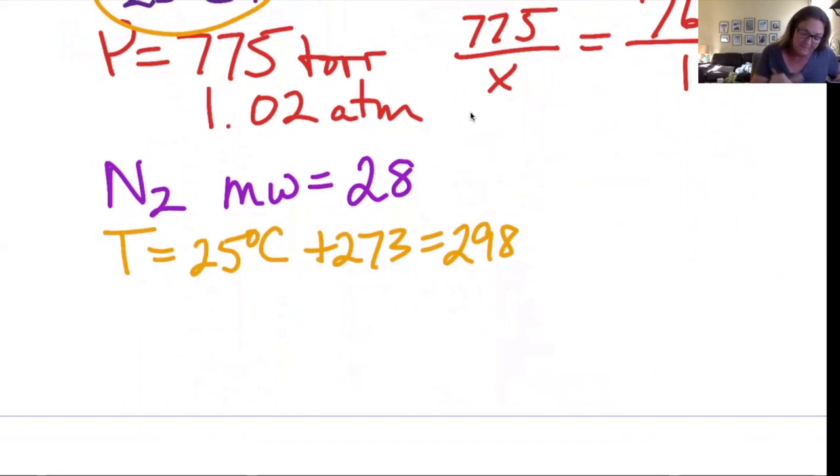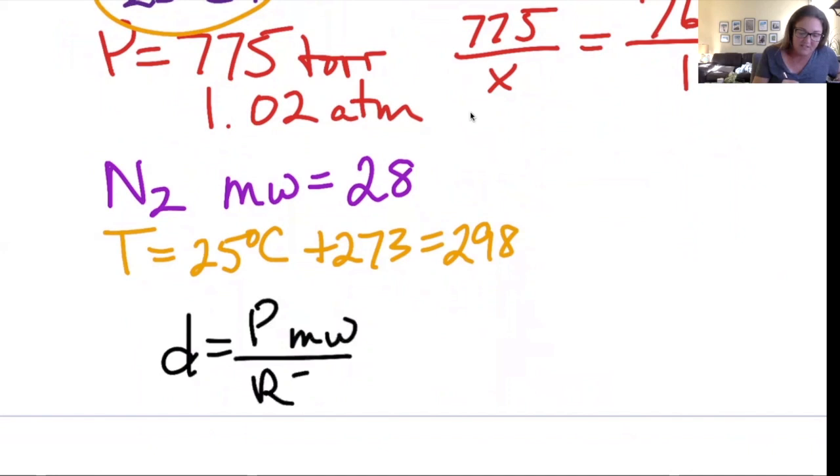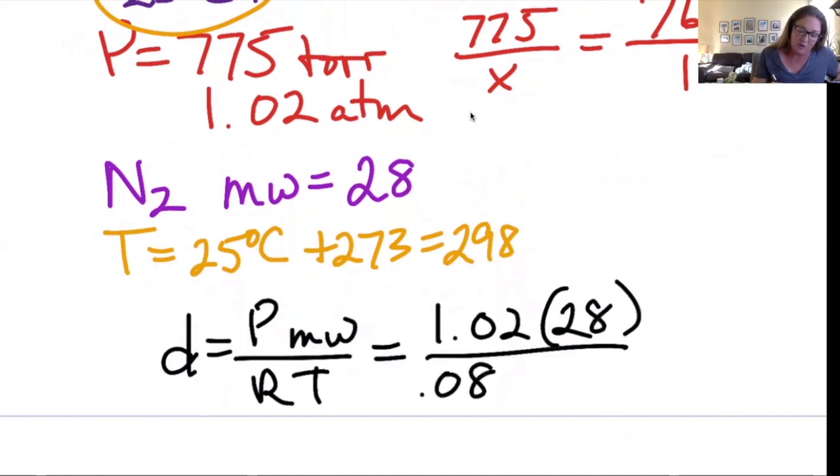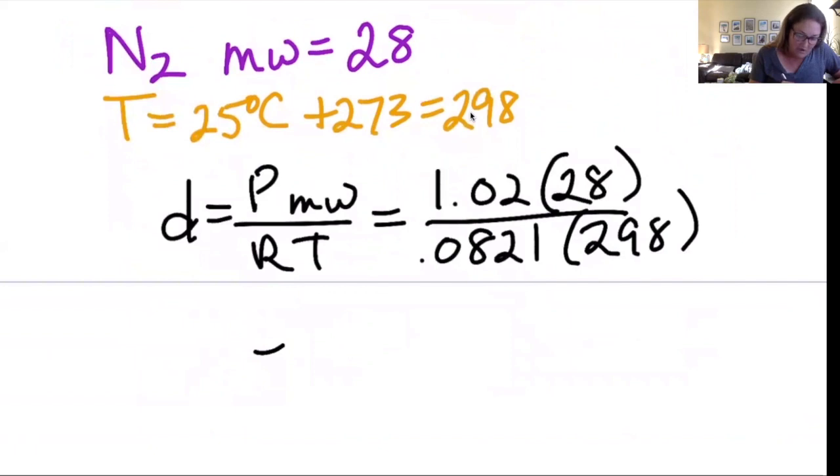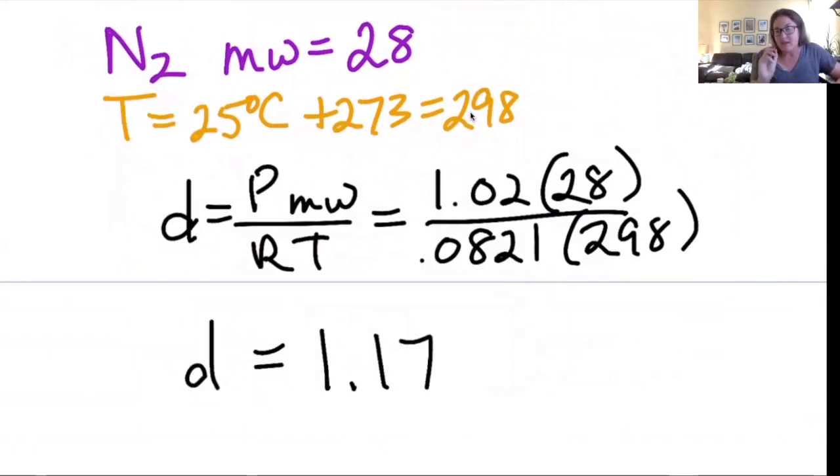So now D equals P times the molecular weight over RT. The pressure is 1.02. The molecular weight is 28. R is 0.0821. Temperature is 298 Kelvin. 1.02 times 28 divided by 0.0821 and divided by 298 gives me an answer of 1.17 for the density. And density from this formula is in the units of grams per liter.